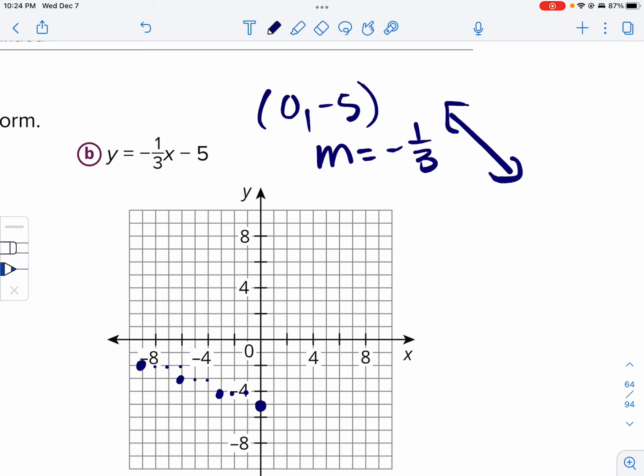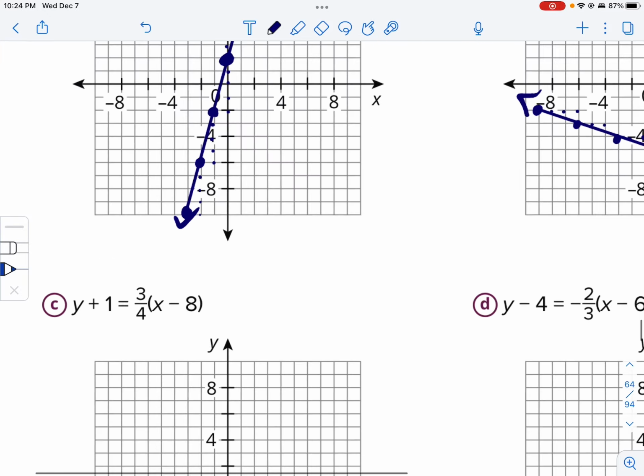Or I could have gone down 1 and over 1, 2, 3. Down 1, over 1, 2, 3. And voila.